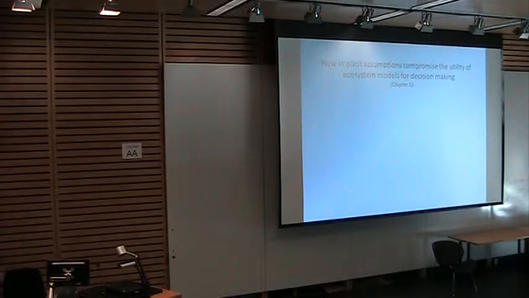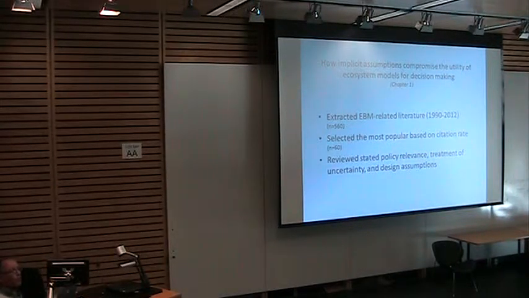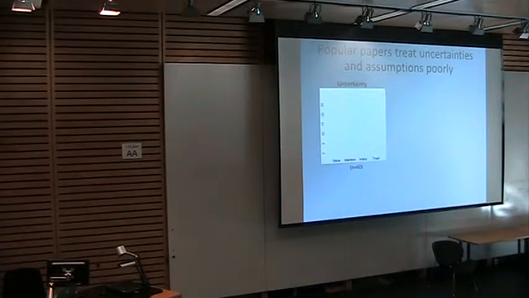Okay, so I'm just going to walk you through the context-setting chapter that demonstrates that this is actually a problem. I looked at a bunch of literature over a 10-year period, and everything that claimed it was an ecosystem-based model, I looked through the literature, and I selected the most popular based on the citation rate, so the number of citations per year that these papers achieved. I took a sample of 60, and I reviewed all the papers for their stated policy relevance, what they thought they were doing for ecosystem-based management, how they treated uncertainties, and how they expressed their design assumptions.